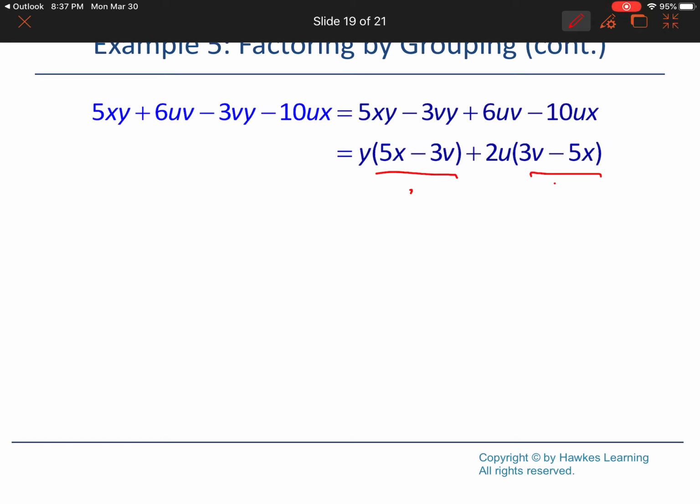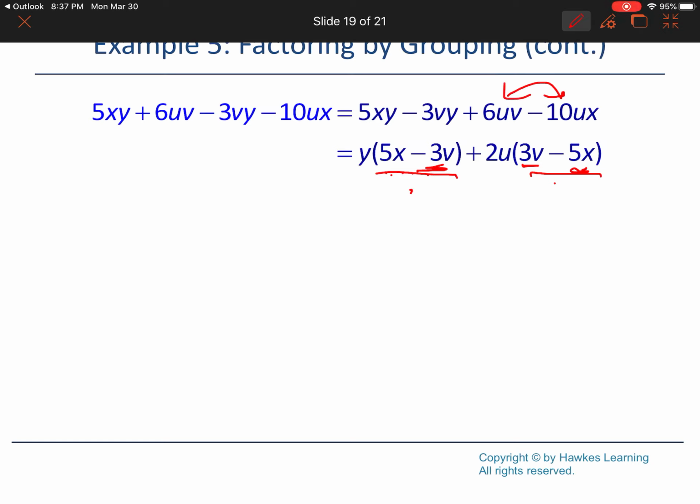Now, here's the other issue we end up with. These two aren't exactly the same. Now, we know it factored. It worked before, right? But these are not exactly the same. This is 5x minus 3v, and this is 3v minus 5x. They're almost the same, but they're opposite signs. In this one, the 5x is positive. In this one, the 5x is negative, right? In this one, the negative 3v is negative 3v. This one is positive 3v. So all I needed was to factor out another negative.